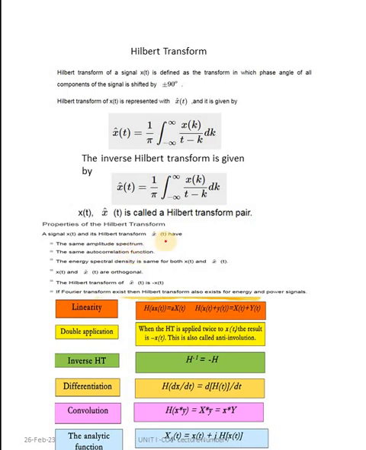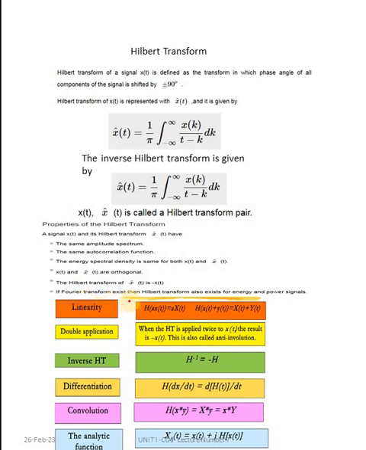Properties of the Hilbert transform. Signal x of t and its Hilbert transform x bar of t have the same amplitude spectrum, as we discussed earlier. The autocorrelation function and energy spectral density are the same for both x of t and x bar of t. x of t and x bar of t are orthogonal to each other. The Hilbert transform of x bar of t is equivalent to minus x of t.